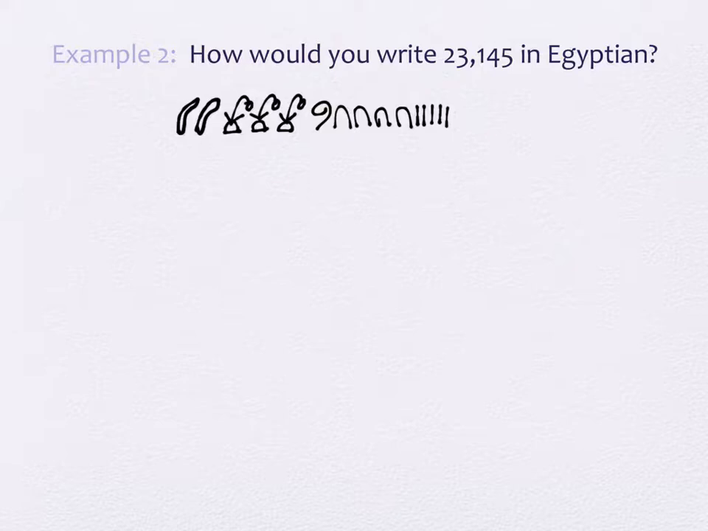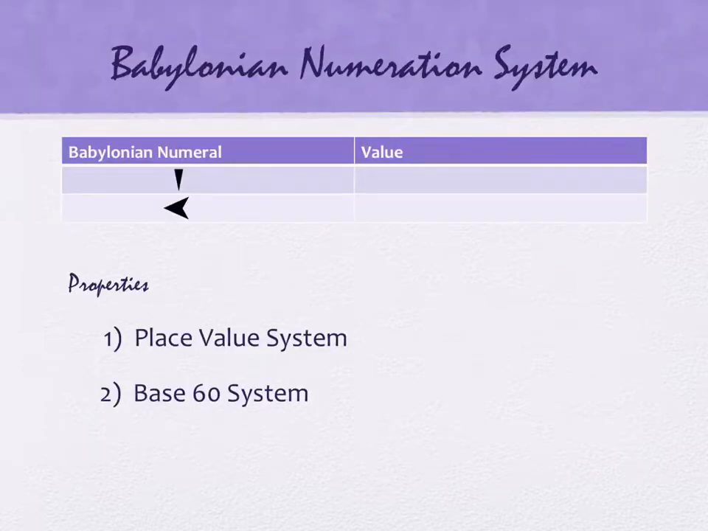All right, you ready for the next, guys? They're the Babylonians. Is it easier? I mean, there's only two symbols. There are two symbols.